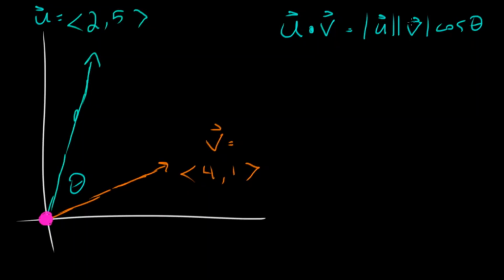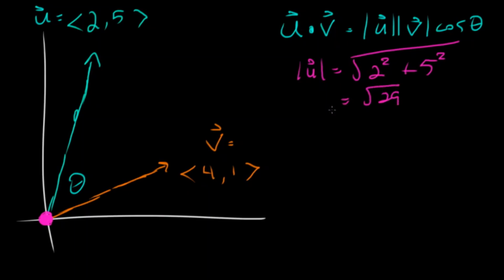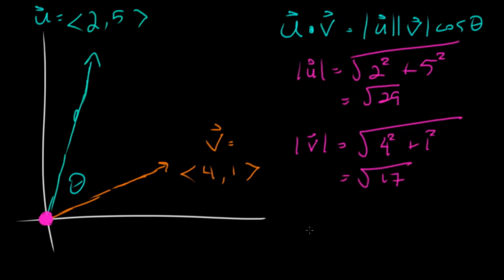All right, so let's get these things. The magnitude of U is going to be the square root of 2 squared plus 5 squared, which is 4 plus 25, the square root of 29. The magnitude of V is going to be 16 plus 1, the square root of 17. And now I just need to find that angle.